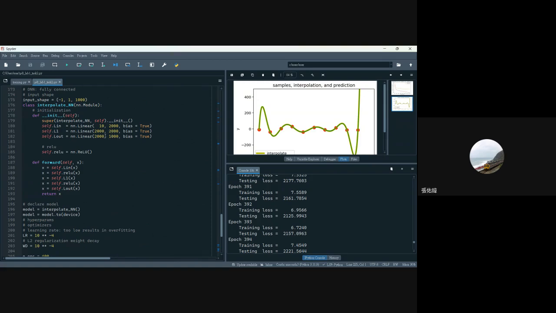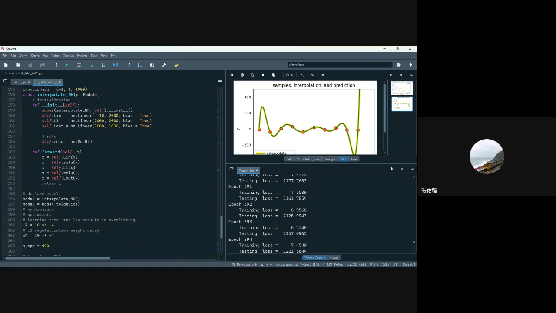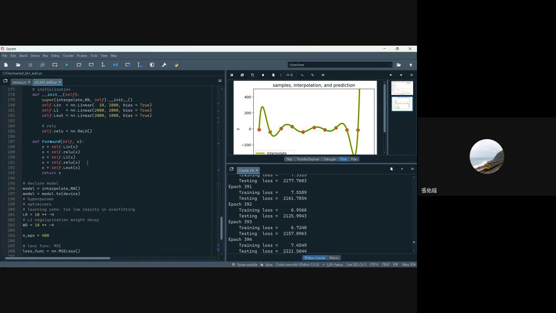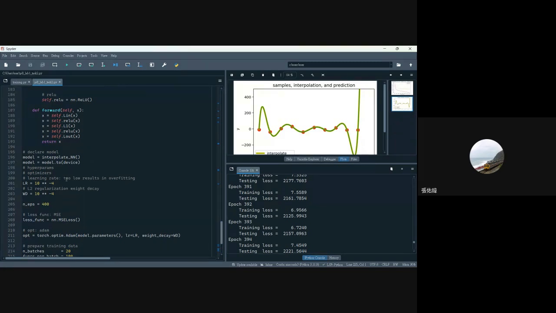The hidden layer consists of 2,000 neurons, a 2,000 times 2,000 matrix. And for the activation, we use ReLU to speed up the calculation while decreasing the chance of gradient vanishing. Here are the hyperparameters.